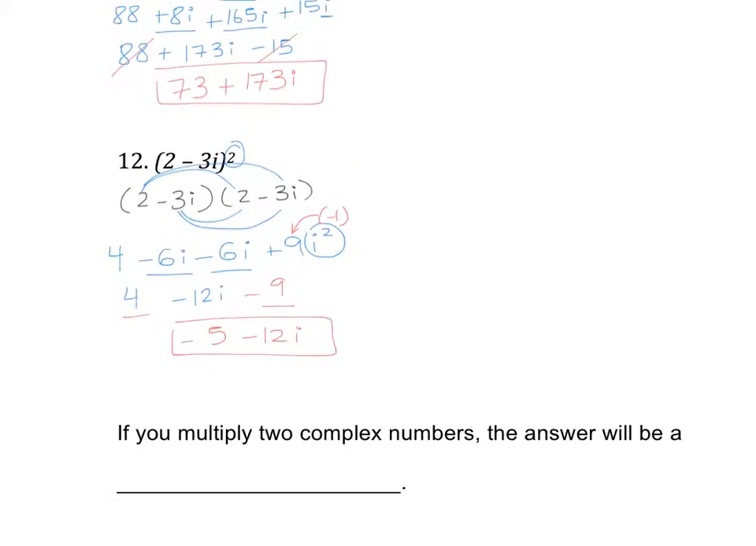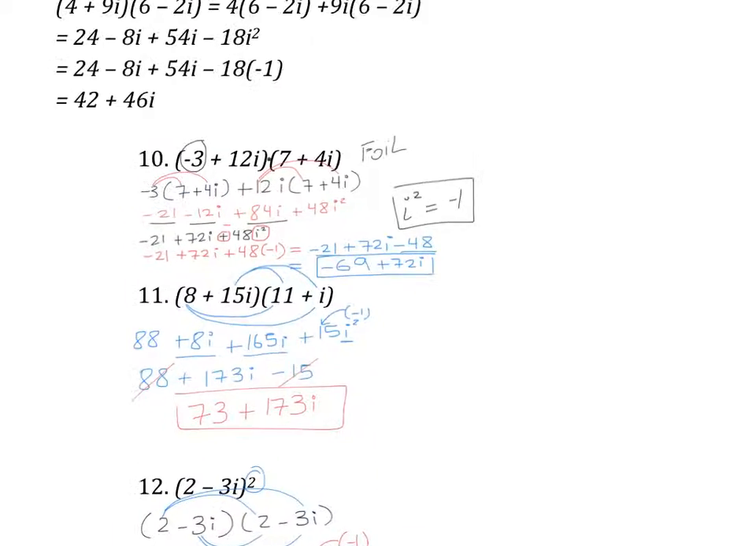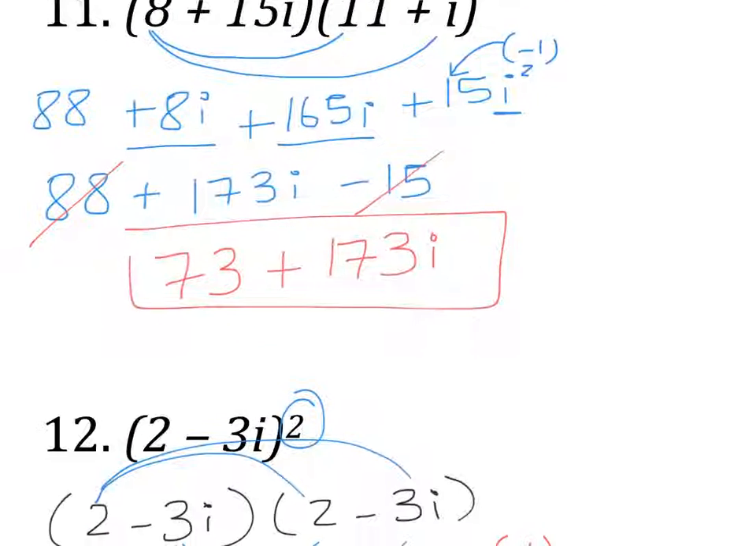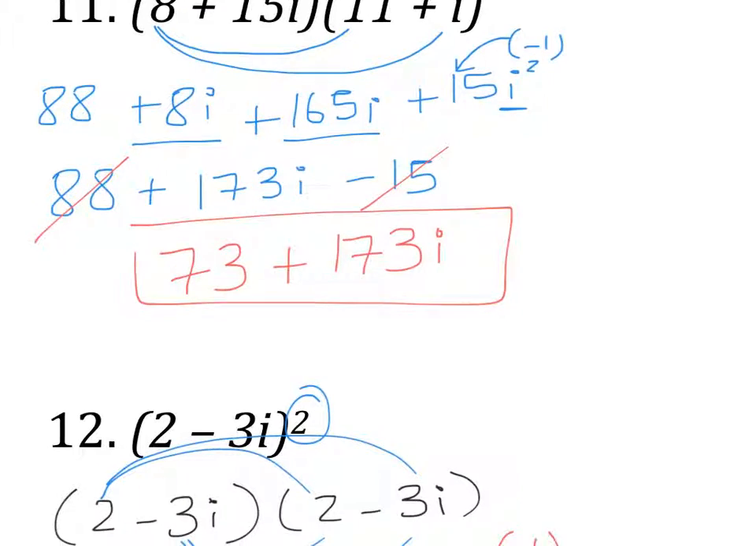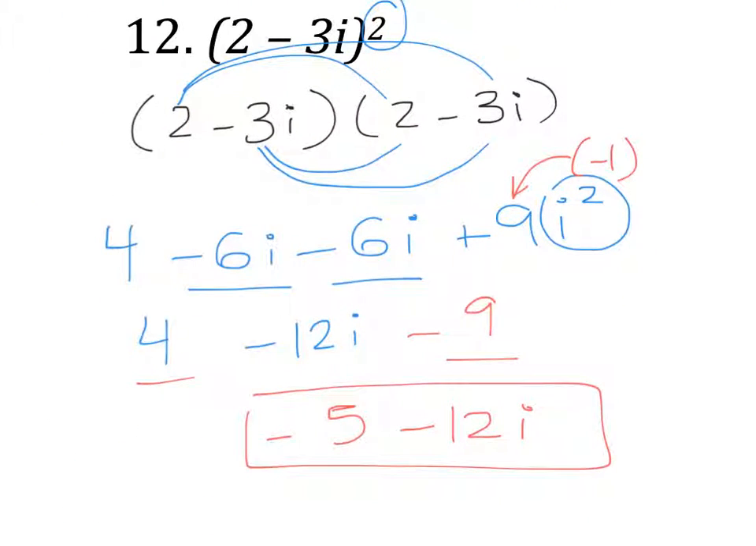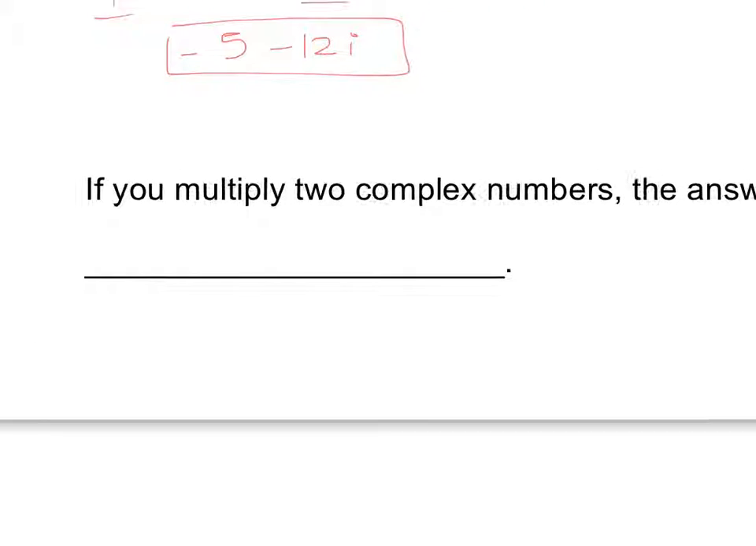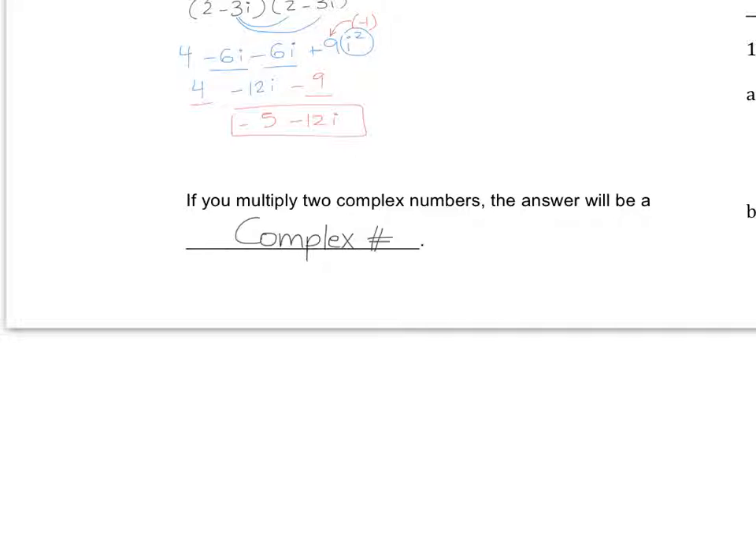Every time I multiplied a complex number by another complex number, what did I end up with? So that's a complex number. That's another complex number. And that's another complex number. So every time I multiply two complex numbers, what do I get? I get a complex number. And that's how you multiply complex numbers.